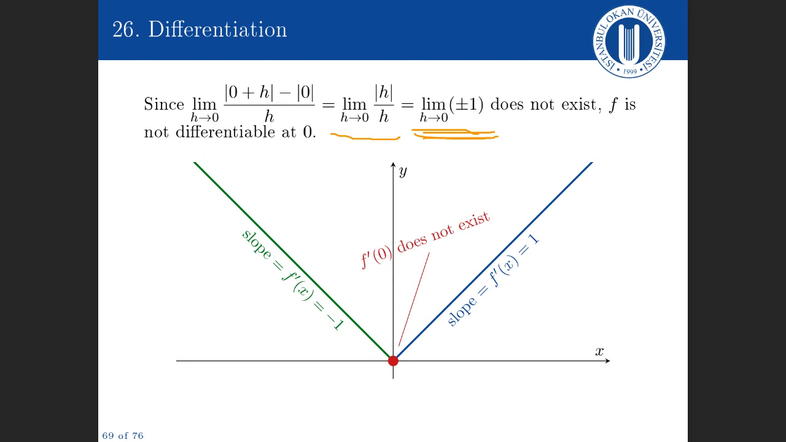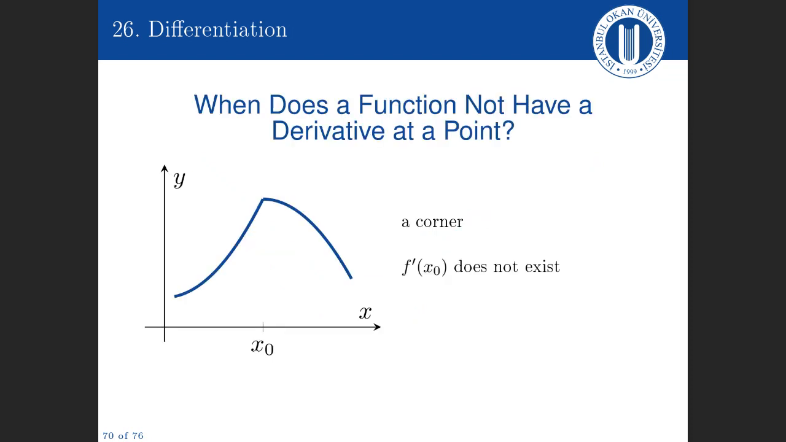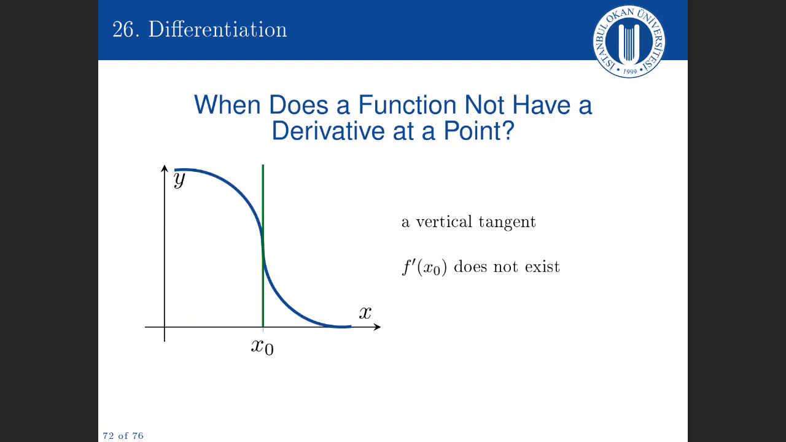Okay, so here's a function which does not have a derivative. When does a function not have a derivative at a point? Like the previous example, if we have a corner on our graph, then f prime at x0 does not exist. If we had a cusp, something like this picture, then again, f prime at x0 does not exist. If I had a vertical tangent, then the derivative does not exist at that point.